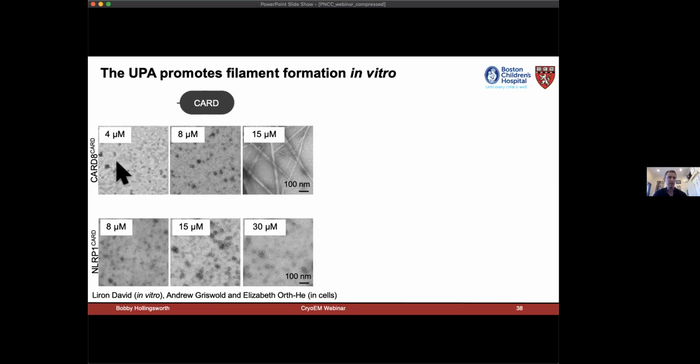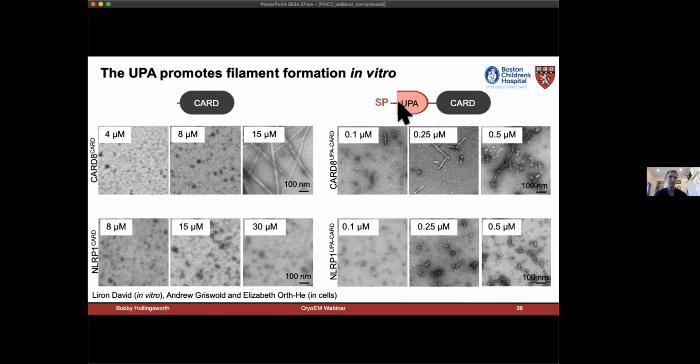And when we were expressing just the CARD domain alone, we immediately noticed that very high concentrations of CARD domain were required for initiating filament formation. However, for NLRP1 at least, it was just not attainable with how high we could concentrate the protein without it aggregating. However, when we fused the UPA domain back, we had a construct representing what the inflammasome would look like, UPA and CARD domain. We found that much lower critical concentrations of the protein were required in order to nucleate these filaments. And so the UPA itself is playing a role in enhancing and promoting the assembly of these filaments.